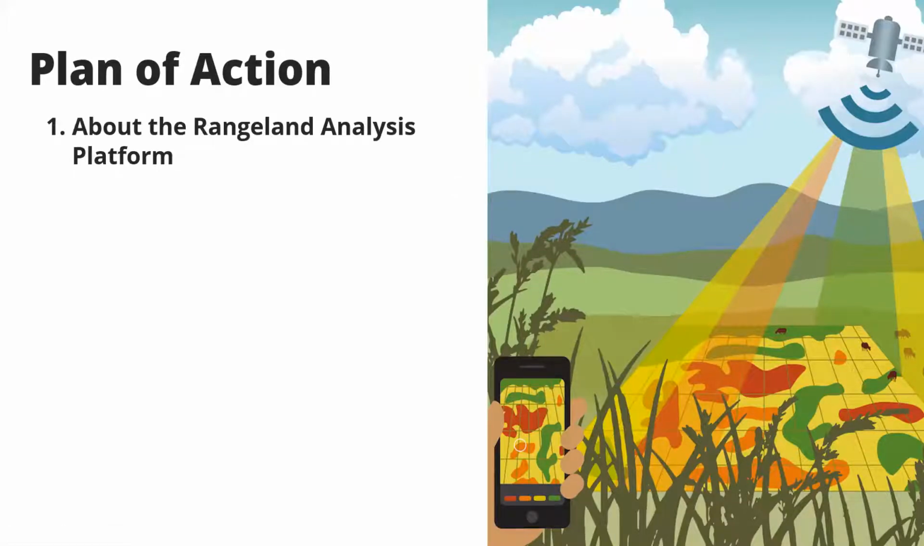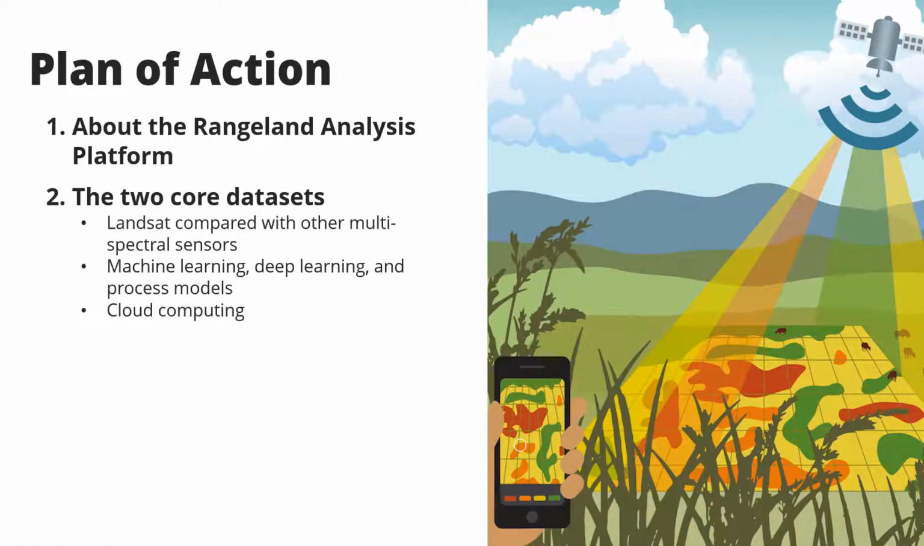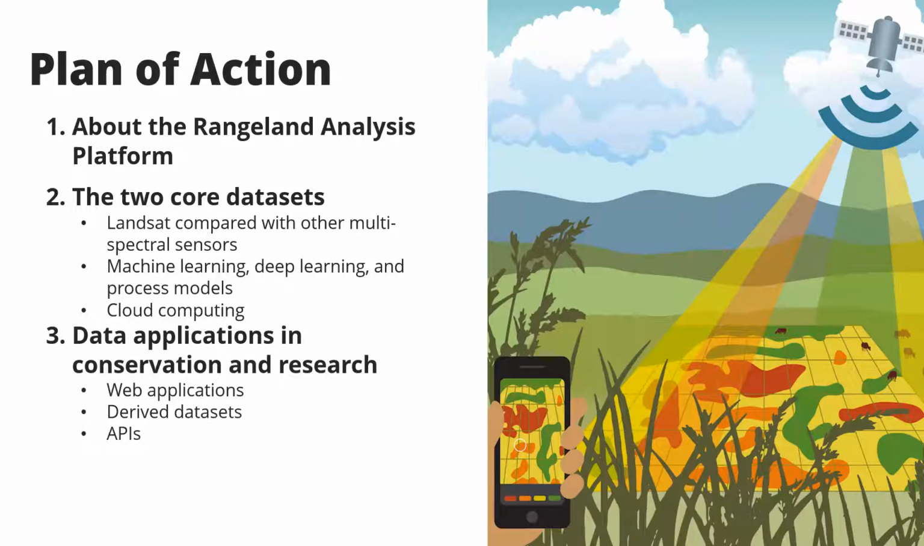So to start, I'll give some background on the Rangeland analysis platform. And then I'm going to spend a good bit of time talking about the two core data sets and talking about Landsat data as a satellite platform, how we use Landsat data in machine learning and deep learning models to produce basically maps of vegetation. And then I'll talk about how the data is being applied by different management agencies and in research. And then I'll close with some resources.